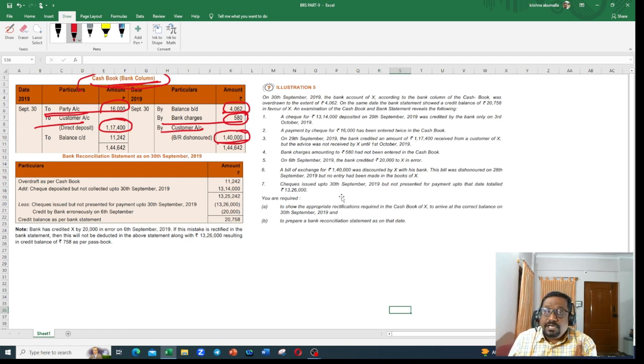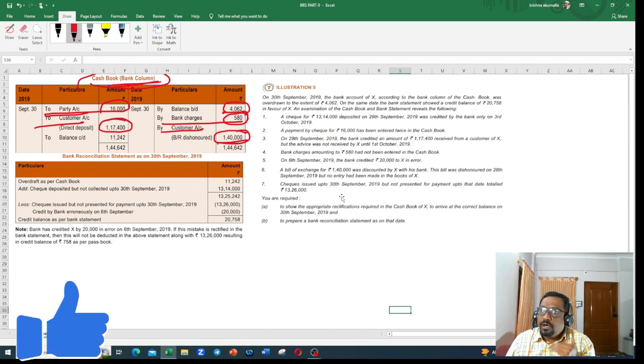Why is it not a mistake? You issued the check. As soon as you issued the check, what would you have done? You would have written this on the payment side of the cash book. As soon as you write the transaction on the payment side of the cash book, your job is done. There is no mistake. It is not an omission. It is not an error. So your job is done. You don't require to adjust this in your adjusted cash book. That's all for the adjusted cash book.